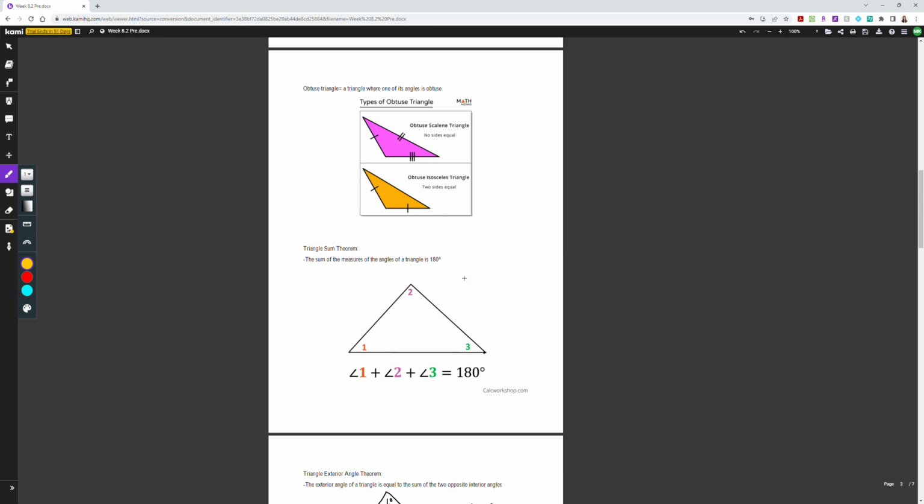Now, into the really important part. We have the triangle sum theorem, which states that the sum of the measures of the angles of a triangle is 180 degrees. So look, angle 1 plus angle 2 plus angle 3 would equal 180 degrees, and that's a set, firm thing. And we're actually going to see how this plays a role in all the ACT and SAT questions that can possibly come out in our deep dive lesson.